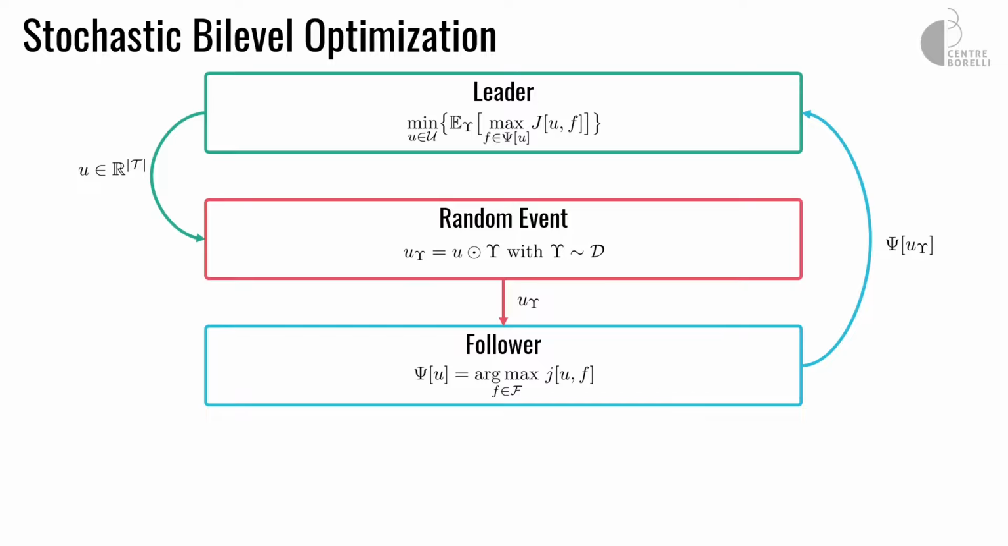Then in our case, we use something called pessimistic bilevel optimization, where the leader assumes the worst case scenario, so the worst case solution of the follower, which of course is in many scenarios more realistic, but also much harder to analyze. And then of course there's some randomness, and the leader hedges against this randomness by taking the expected value to integrate this.